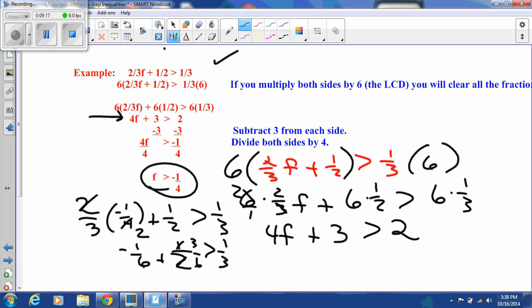Now we're not going to graph this one, but we could. We would just have a number line that had fractions on our number line.